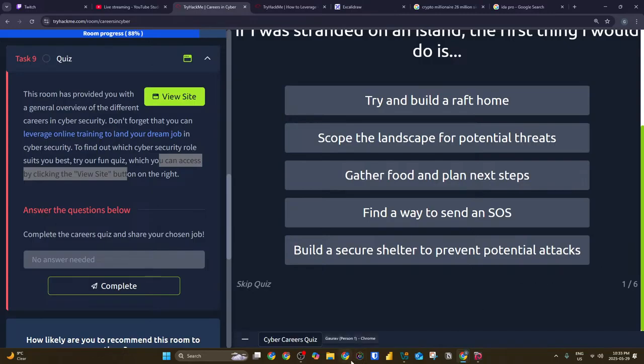Personally, I would rather gather food, because a raft can take time. SOS messages, yeah, that's also a good one. Gathering food is a good one. Shelter and all those things can come later, I would say, because food is important, right? I think finding food is important, and I have a big tummy. So let's do this, if you're okay with it.